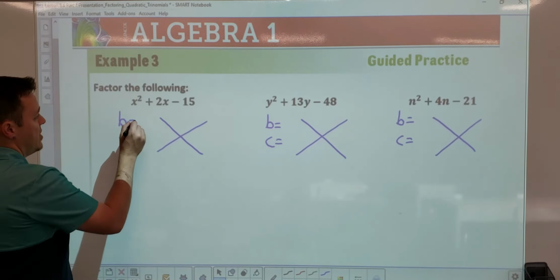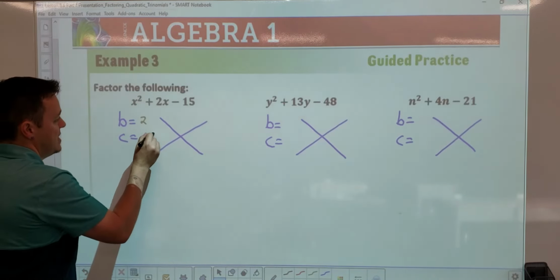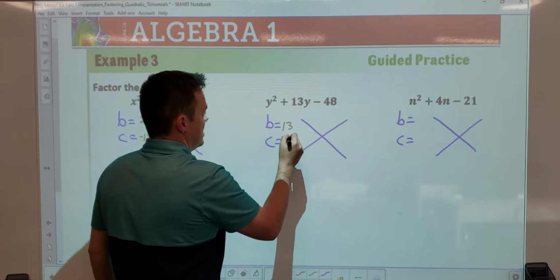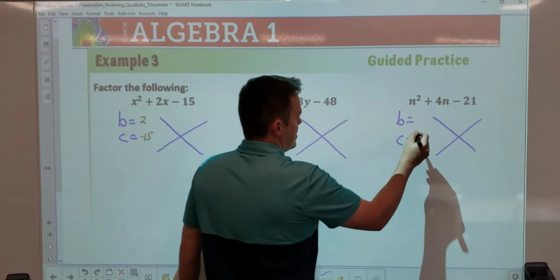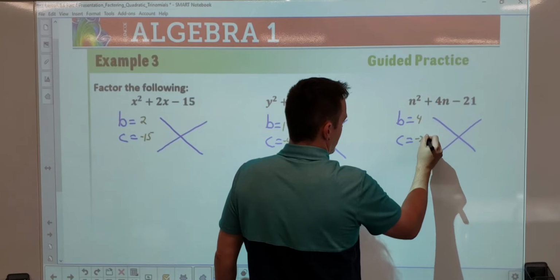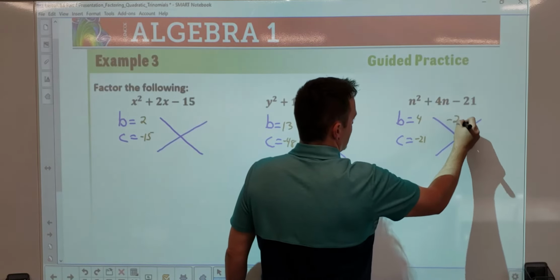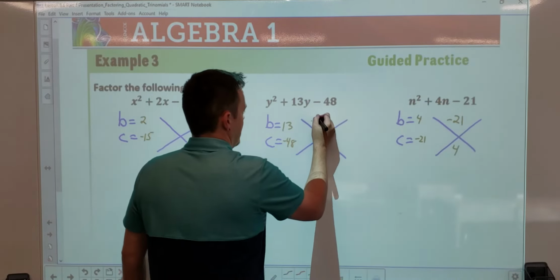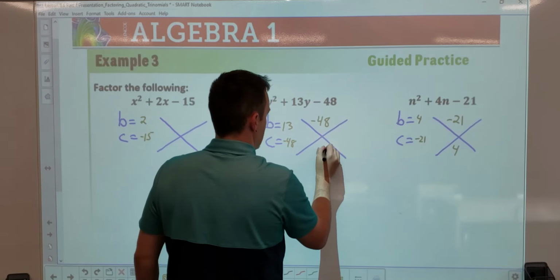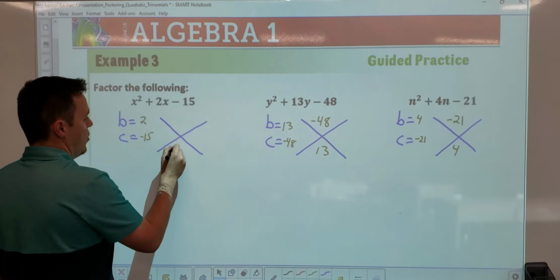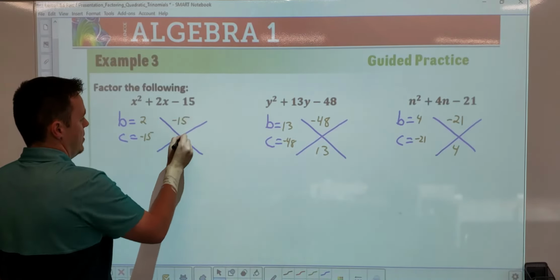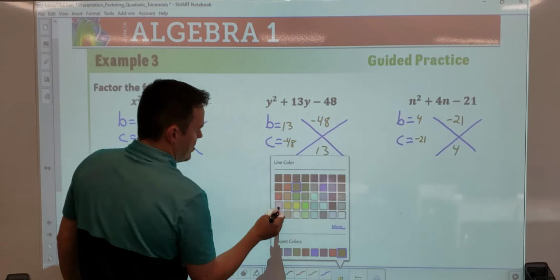All right, hopefully you guys paused this video here. Up to a negative 15. This would be 13, negative 48. And this one here would be 4 and negative 21. Then you put your answers in here like this, negative 48 and 13. Once again, you're shooting for a number that is bigger than the rest, okay?